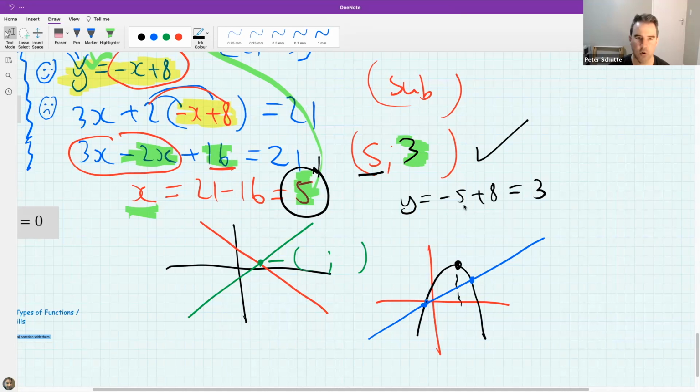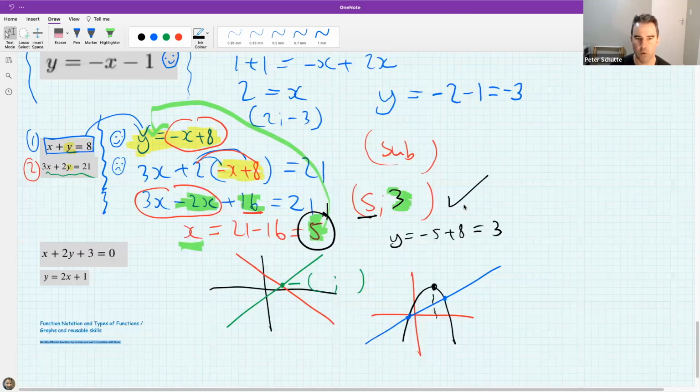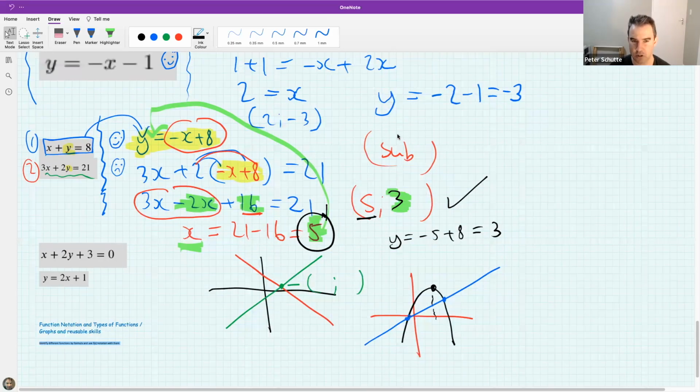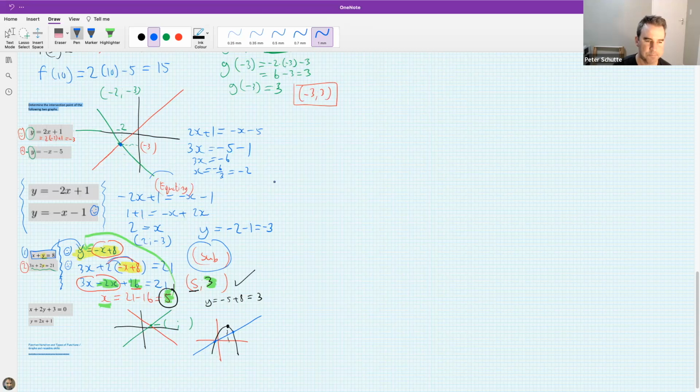So what is this method called? This method that we did where we substituted one equation into the other is called substitution. And then when we made the two sides equal, we call that method equating, which is this thing here. But basically, both methods help us to eliminate a variable.